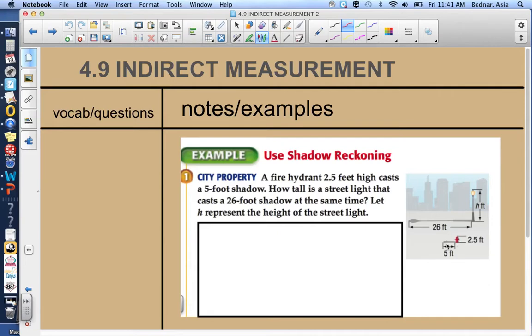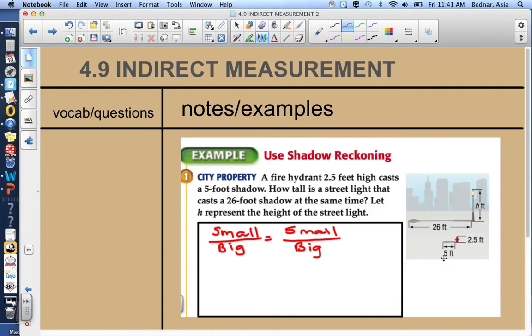Now, in this case, these are still corresponding sides like we had talked about in the last section. These corresponding sides could be shadow. So what I could do is I can say small to big equals small to big still. Small would be the fire hydrant. Big would be the light pole.